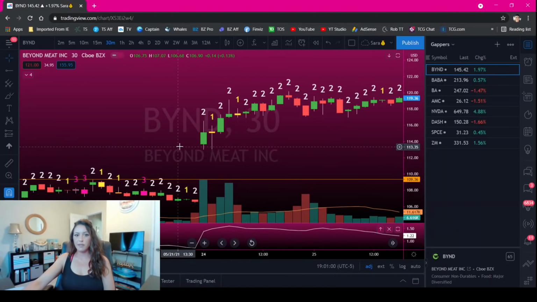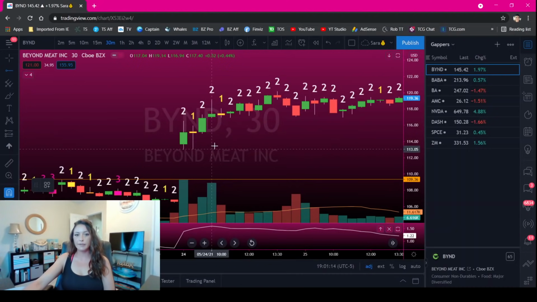Usually on gappers, I like to wait for a 30-minute setup to form because that really gives you a better idea of what's happening. So we opened, we went up, came back down a little bit, price opened up, we had an inside bar, and then right here, that's your reversal. That's how you know that they want to take price up and they don't want to come and fill this gap at this time.